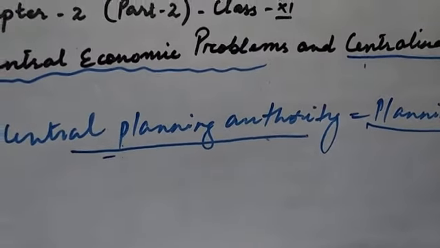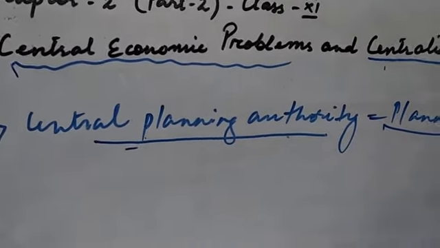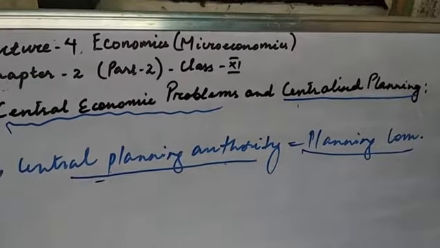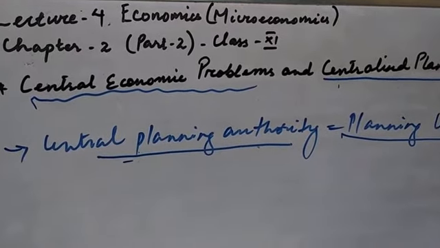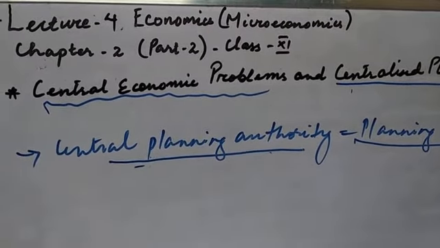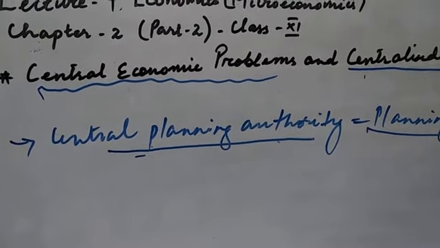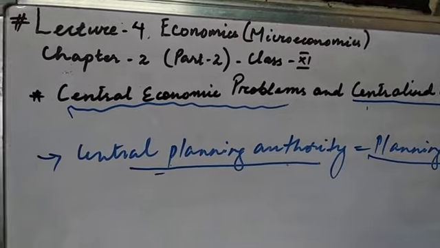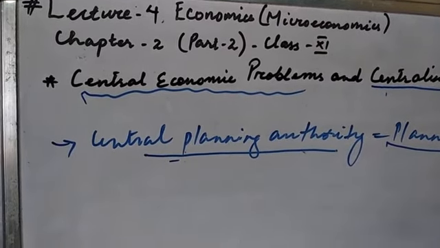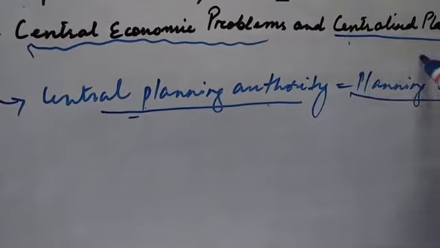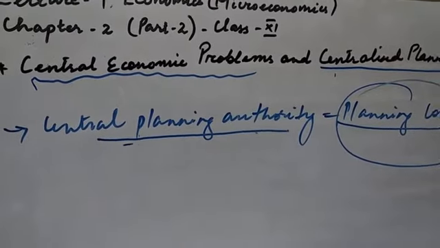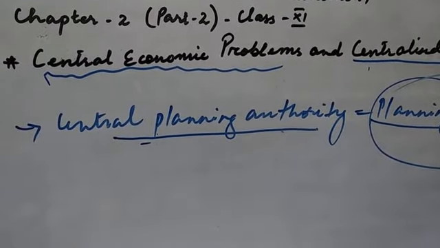What goods should be produced and in what quantities, how they should be produced, how they should be distributed among the population, and how much should be invested to bring about economic growth in the future years, is all decided by this central planning body or the Planning Commission.